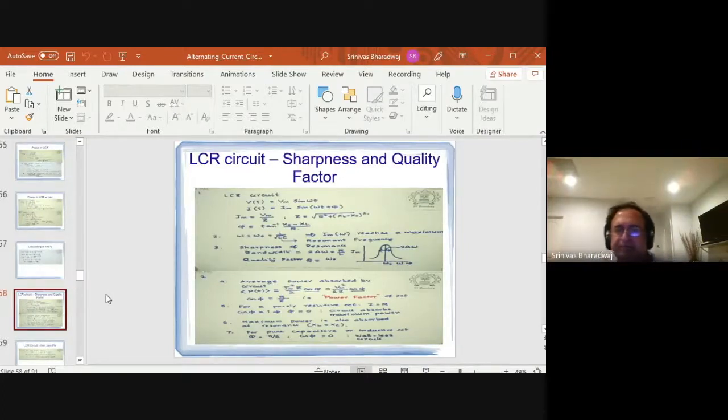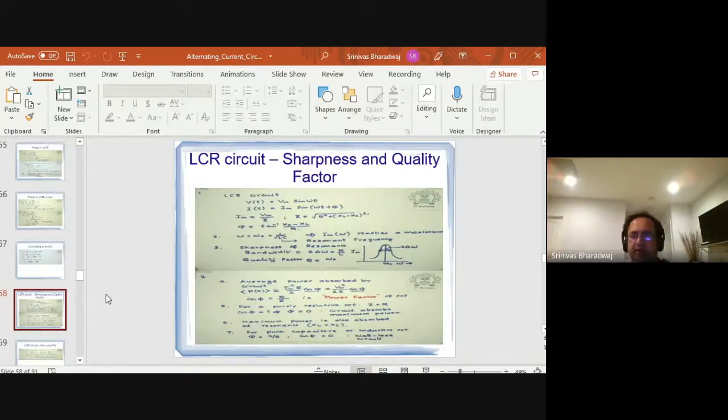R by Z, right? So I square Z by 2 cos phi, which is the same as V square by 2Z cos phi. Therefore, you must first find the cos phi, R by Z. What is Z? Z is the square root of R square plus X square, the square root of R square plus the imaginary part squared.